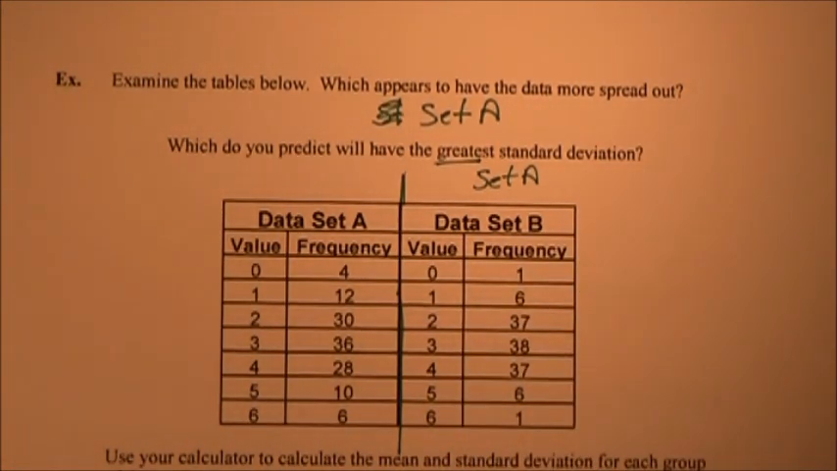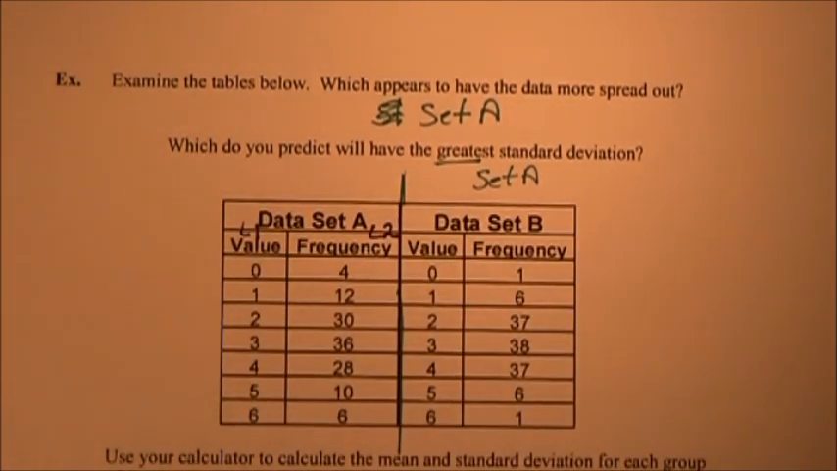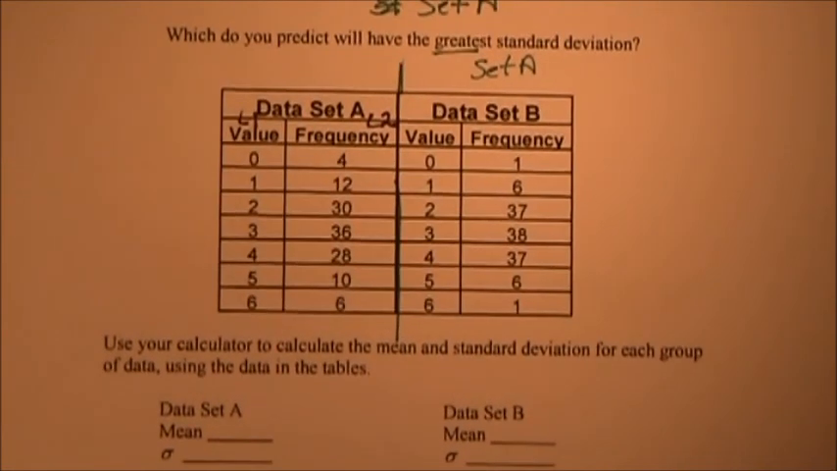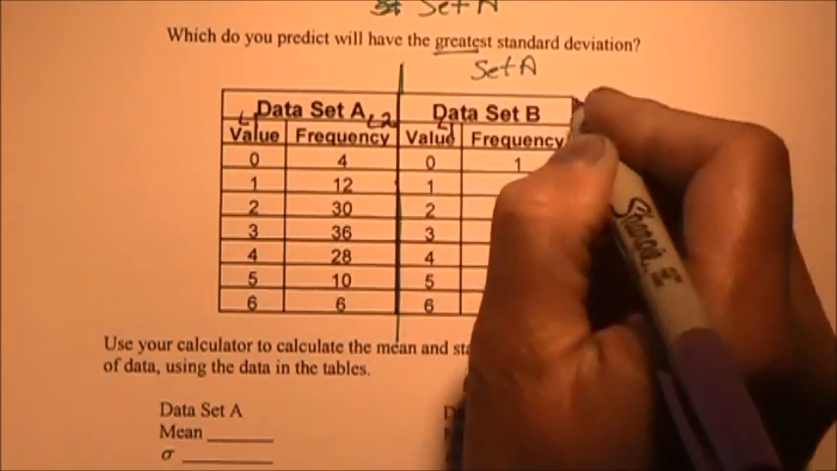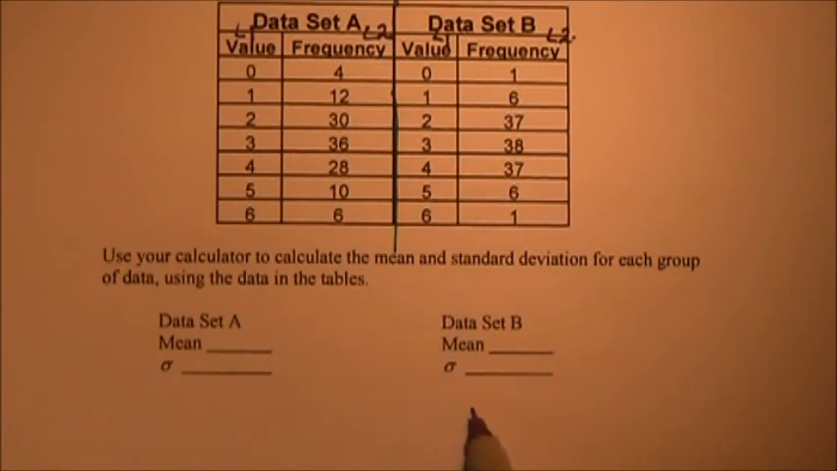What I would like you to do at this stage is I would like you to put the value in L1 and the frequency in L2 for data set A. Go through and calculate your mean and your standard deviation. Once you have those values, I want you to go to your set B, put your values into L1, your frequency into L2, and go through and calculate the set of information for set B. And once you've done those two, decide which one does indeed have the bigger standard deviation. So at this point, I want you to pause the video and go through and do those calculations.